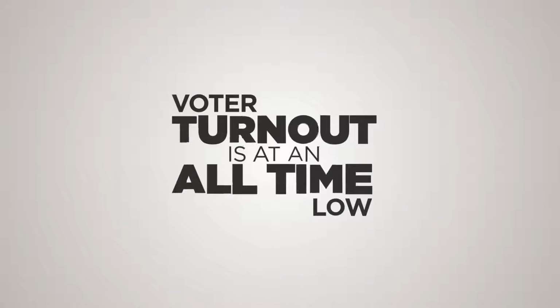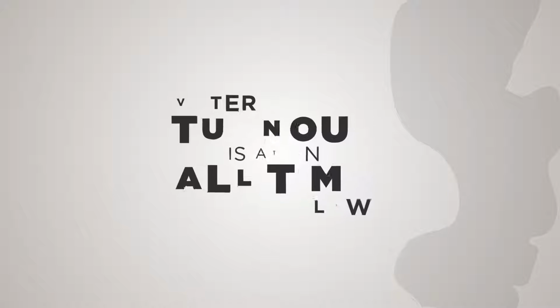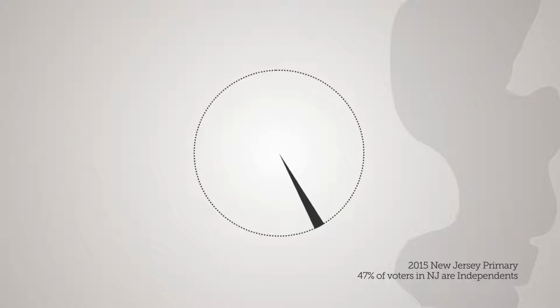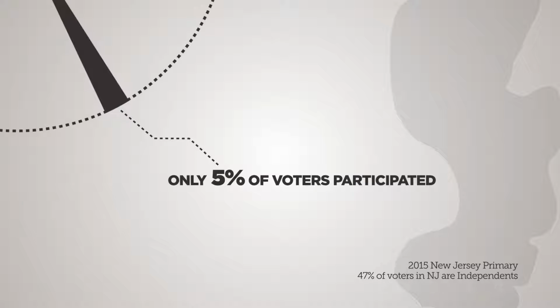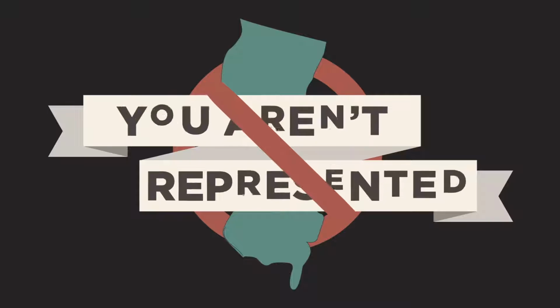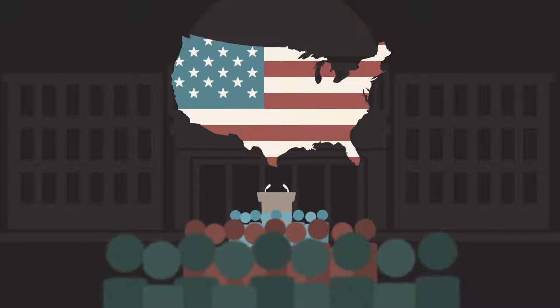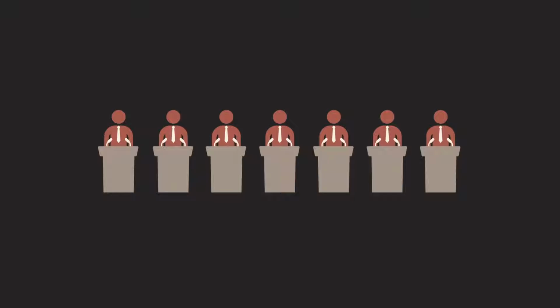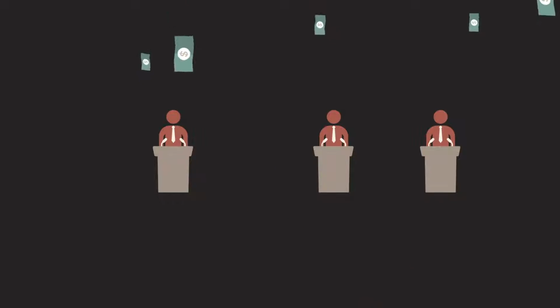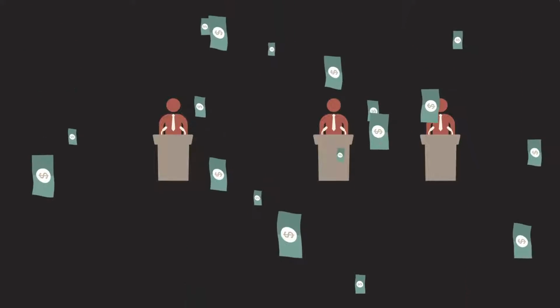Voter turnout is at an all-time low. In New Jersey, for example, less than 5% of voters participated in the 2015 primary. If you can't or don't vote, you aren't represented. So, is it any wonder why representatives seem to represent their party more than the public? It's directly related to an election system that serves them, not you. Parties have their own private election where they determine the rules and the viable candidates for everyone else, but you have to pay for it.